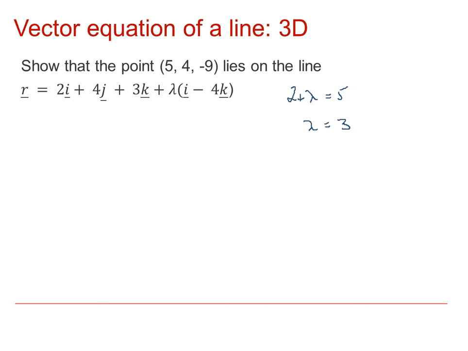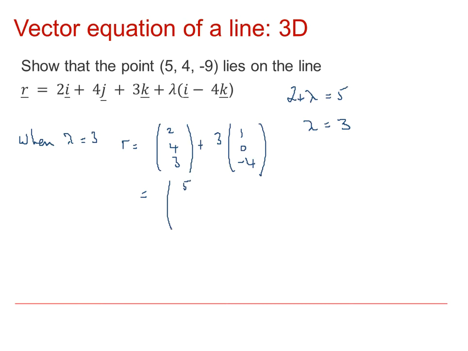But we need to check that this is also correct for each of the other coordinates of the point that we're looking for. So when lambda is equal to 3, r is equal to, I'm going to write it in column vector form, 2, 4, 3 plus 3 multiplied by 1, 0, negative 4. And if we put that in, we get 2 plus 3 is 5, 4 plus 0 is 4, and 3 plus negative 12 is negative 9.